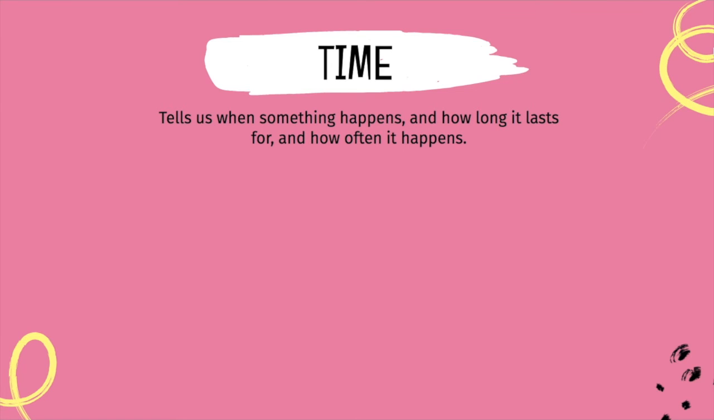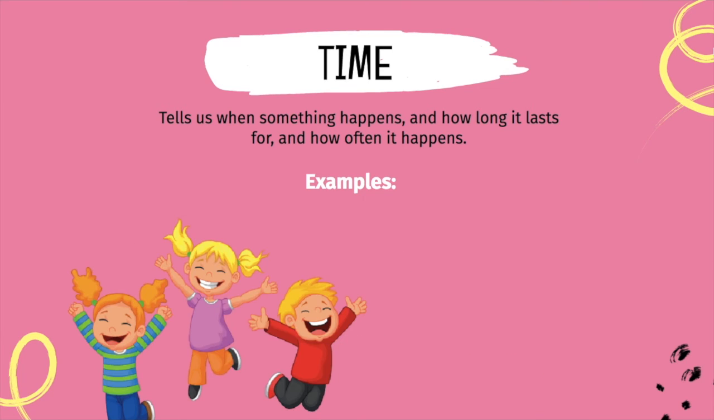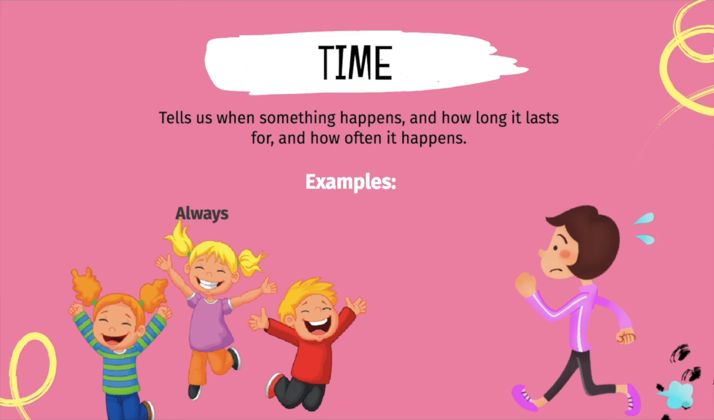Lastly, we have adverbs of time. Adverbs of time tell us when something happens and how long it lasts for and how often it happens. For examples, we have always, now, sometimes, tomorrow, today, later, eventually. We can use these in sentences like, they were always happy. It is describing how often these kids are happy. Or we can use she walks later. It is telling us when this event of walking will happen.